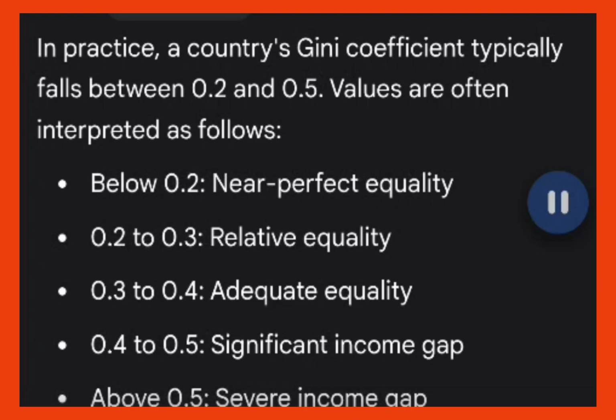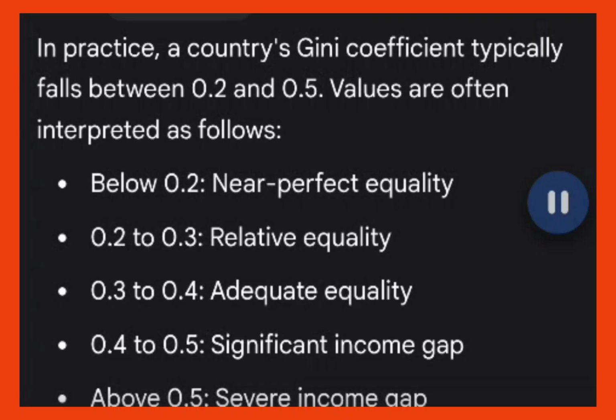In practice, a country's Gini coefficient typically falls between 0.2 and 0.5. Values are often interpreted as follows: below 0.2, near perfect equality; 0.2 to 0.3, relative equality; 0.3 to 0.4, adequate equality; 0.4 to 0.5, significant income gap; above 0.5, severe income gap.